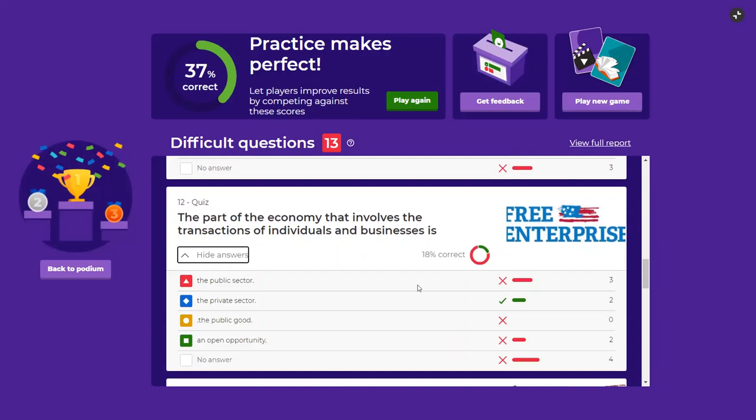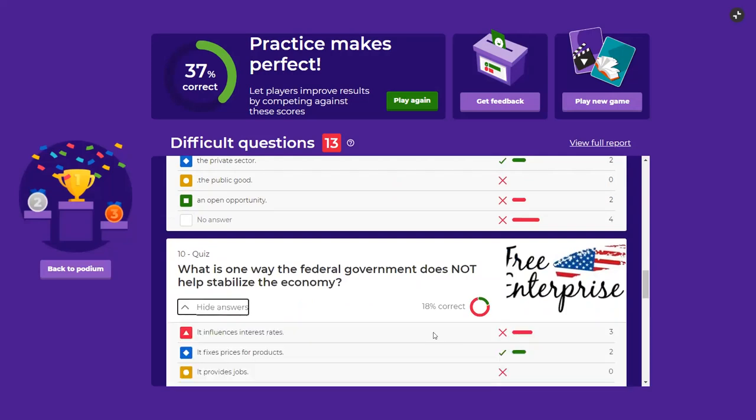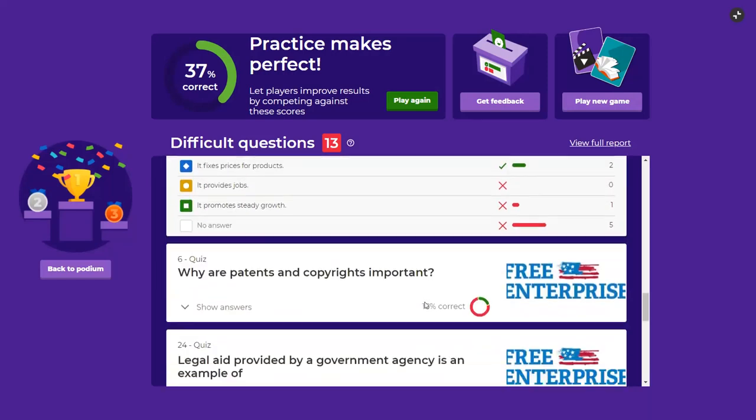Part of the economy that involves the transactions of individuals and businesses is the private sector. You got $10 in your wallet, $10 in your purse. Where are you going to go eat lunch at? One way the federal government does not help stabilize the economy: the government does not get involved in telling people what to sell things for. They don't get involved in telling the people in the private sector what price.